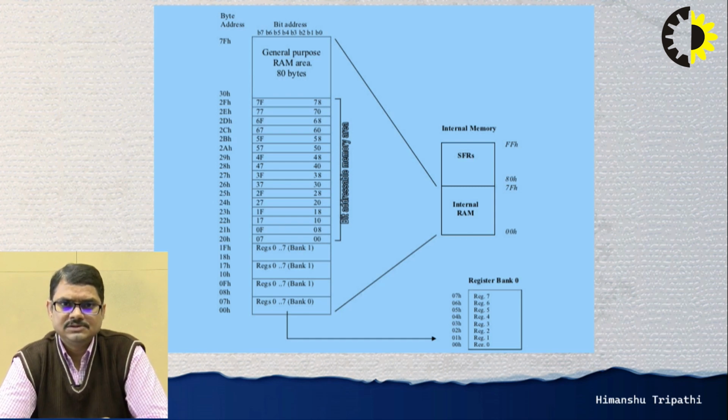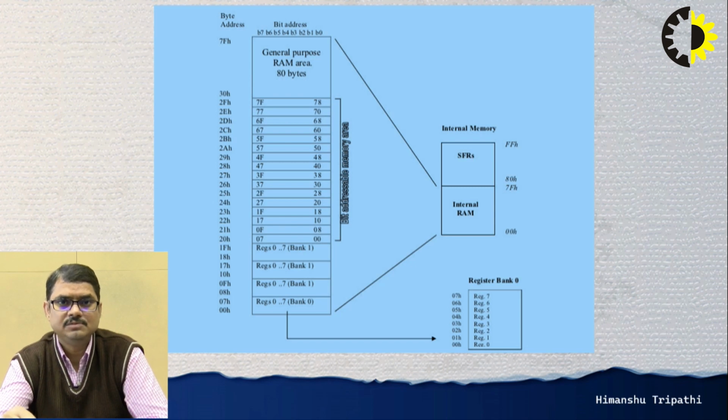To solve this, either we can select the bank, or to be more precise, we can use the memory location address. If we want to transfer data from R0 of memory bank 0 to the accumulator, instead of R0 we can write memory location 00H. If we want to transfer the data from R0 of bank 1, then instead of R0 we can write memory location 08H.